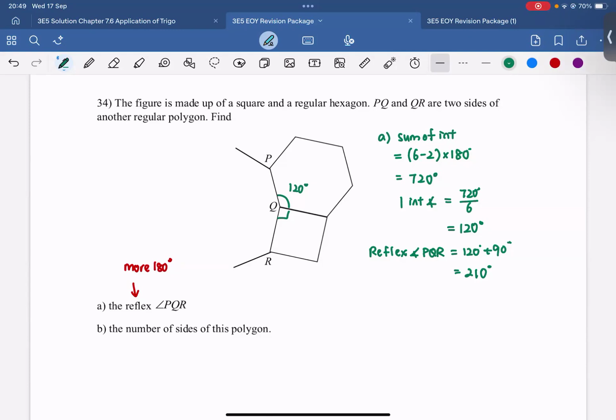Okay, so what we need to do now is to find the number of sides of this polygon. Which polygon does this refer to? The hexagon or the square? The big one. They are referring to this pink one, can you see it? Yes, I can see. So they are asking for the number of sides of this polygon. Raiden, how many sides does this pink polygon have?